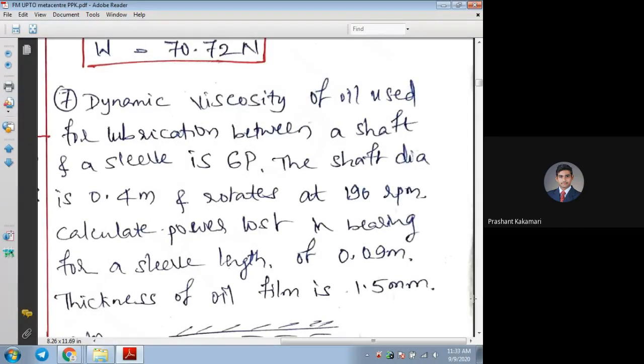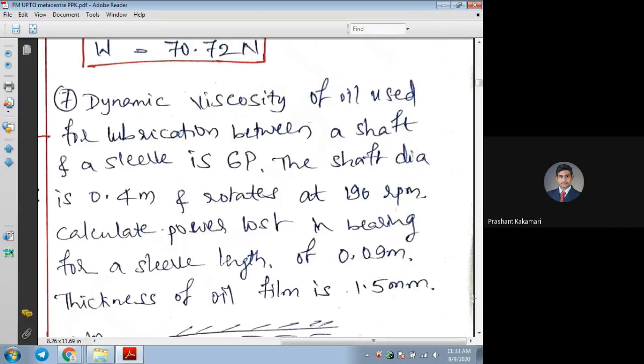In this problem, dynamic viscosity, same viscosity again, dynamic viscosity of oil. Please everyone also follow the problem, understand it, or if you want, you can write down and check the answers by the equations, how you are finding it, whether the answers are correct or not, or you just copy down so that you can understand how to solve the problem.